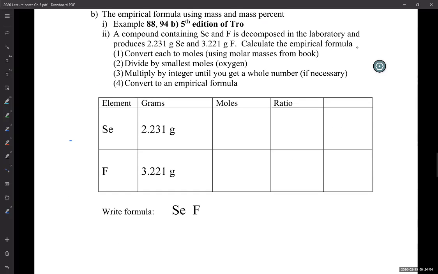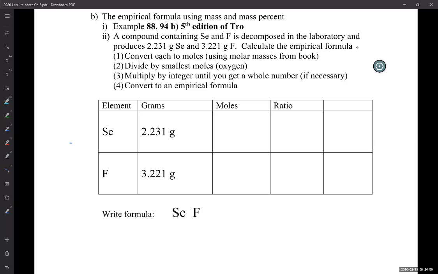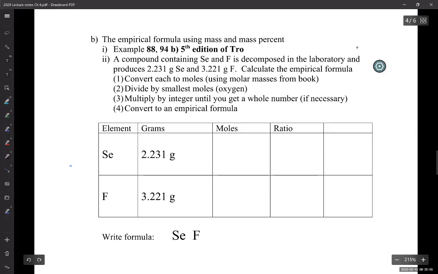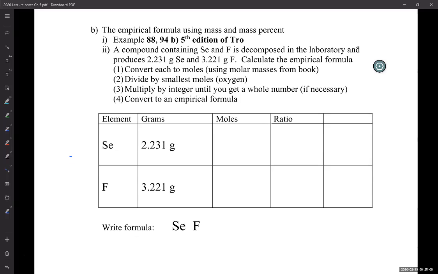It looks like this. This is actually a problem from the book, in the 5th edition. I just copied it over. And it says, a compound containing selenium and fluorine is decomposed in the laboratory and produces 2.231 grams of selenium and 3.221 grams of fluorine. Calculate the empirical formula. That's the basic question. Okay.